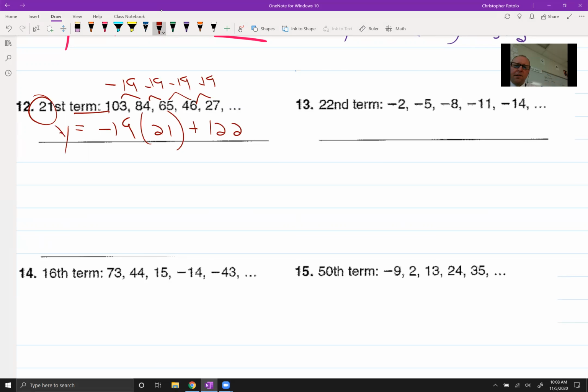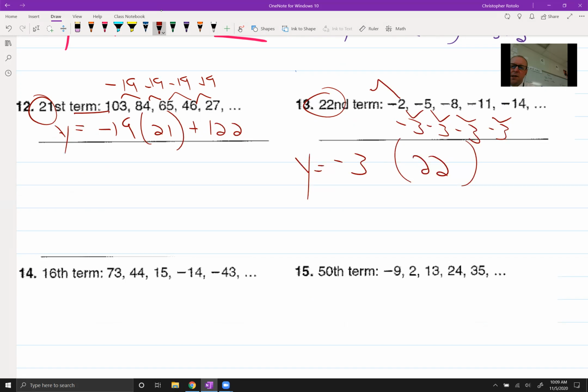All right, we jump over here to number 13. Eventually, we're going to plug in 22. So just to speed things up, I might start to do that with you right now. To get from -2 to -5, we're going to go down 3. All right, so we see that these do follow suit. And then before that, what would be +3 is +1. So we can get our 22nd term by doing that.